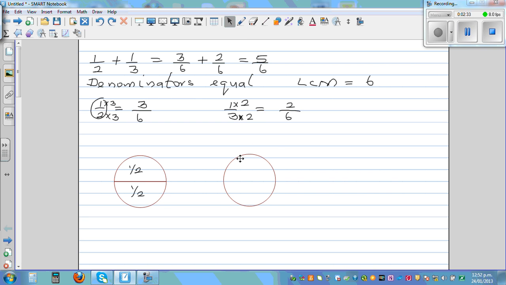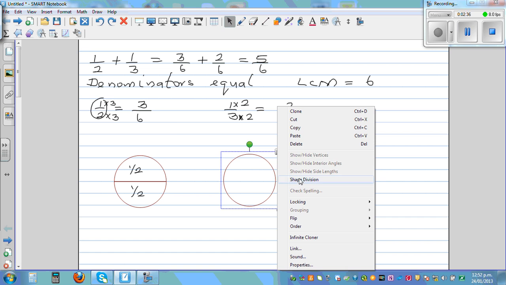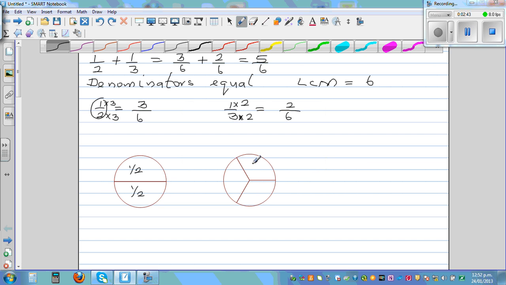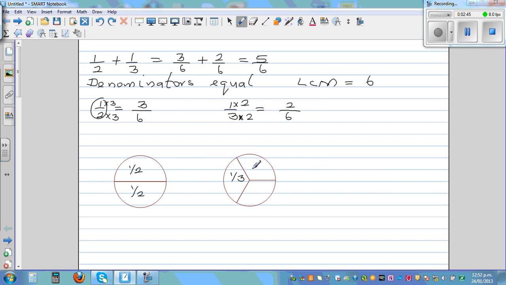Now this circle I'm going to divide into 3 parts. So this is 1/3, this is 1/3, and this is 1/3. So the question is, what is 1/2 plus 1/3? So this is 1/2, this is 1/2, and this is 1/3. So this is the question, 1/2 plus 1/3. Now you can't add this.